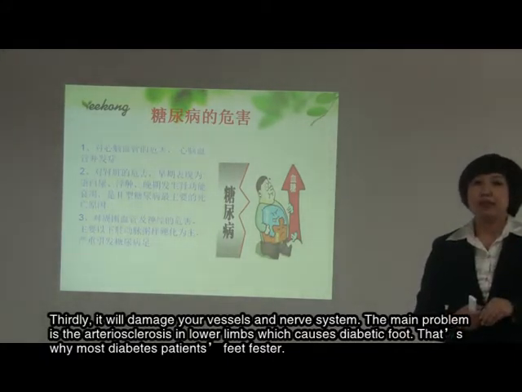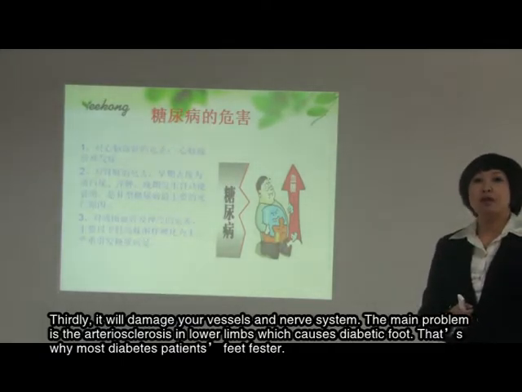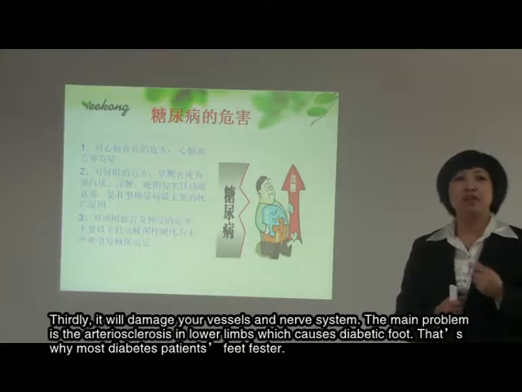Thirdly, it will damage your vessels and nervous system. The main problem is the arteriosclerosis in lower limbs, which causes diabetic foot. That's why most diabetes patients' feet heal slower.